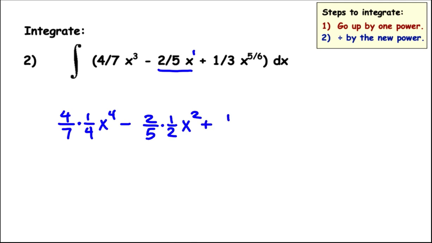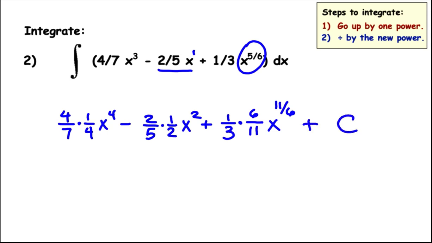Okay, plus 1/3. Even though this is a fractional exponent, we still go up by exactly 1 power. So I have to add 6/6 to this. So it's going to be x to the 11/6. Strange but true. And we have to divide by the new power. Dividing by a fraction is the same as multiplying by the reciprocal, 6/11, plus the constant of integration, plus c.